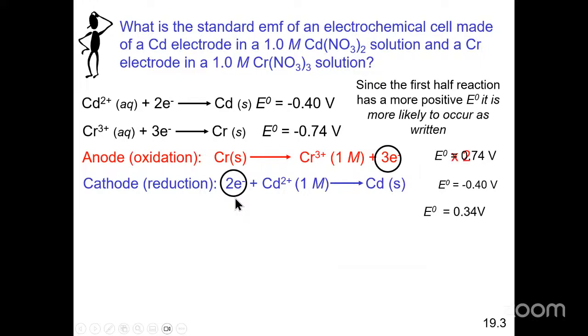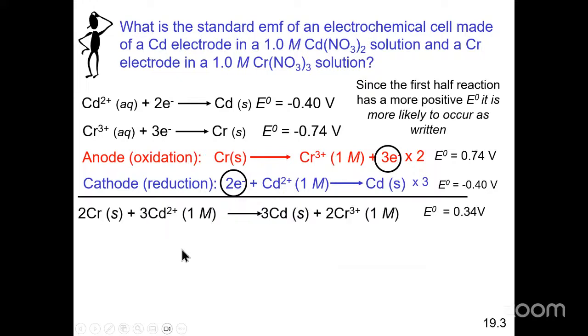Exactly. Multiply that by 2, multiply that by 3, and then we add them together and we get the net equation. But we do not multiply these numbers here. Remember what we said: the EMF values do not change when you multiply the equations by any number. So these remain the same. To get the EMF of the net equation, we simply add the 0.74 to the minus 0.40, and that gives you the answer, which is what the question is asking for.